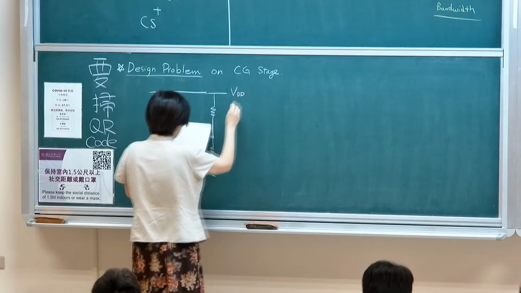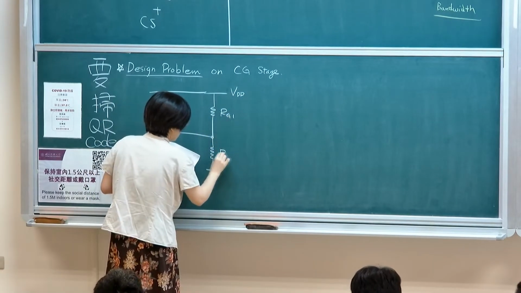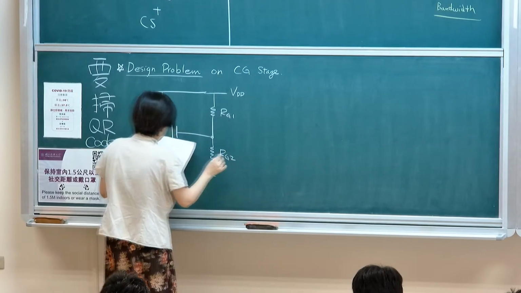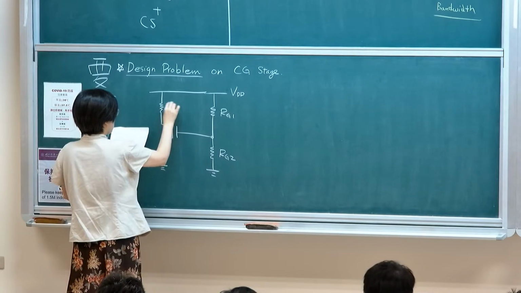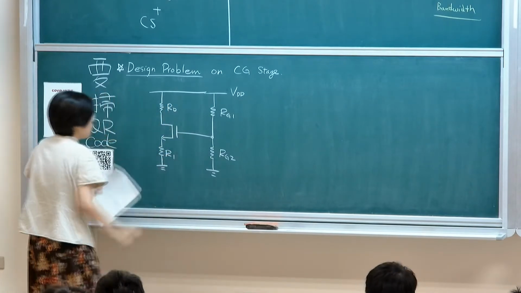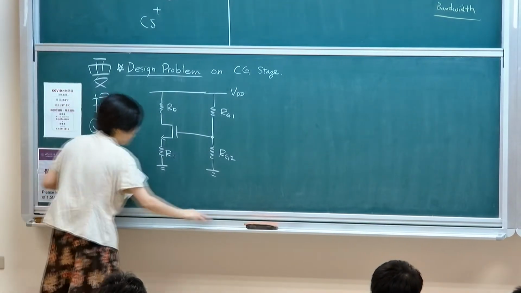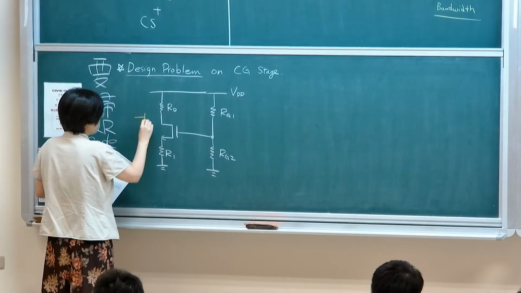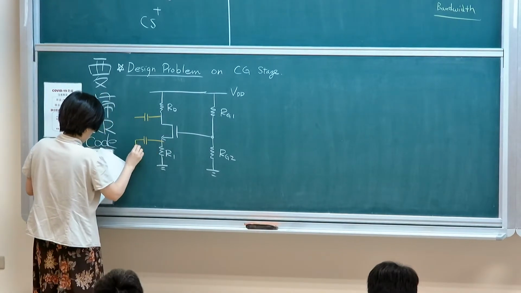So let me just give this, this is with a bias. It's biased with a resistive network just to make our life easier. And the input terminal is coupled, so input is coming in here.